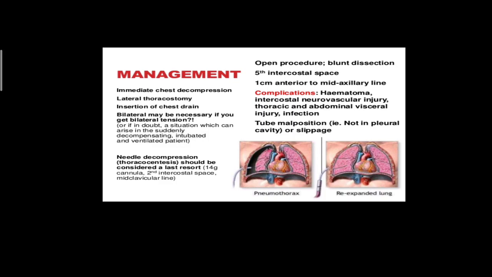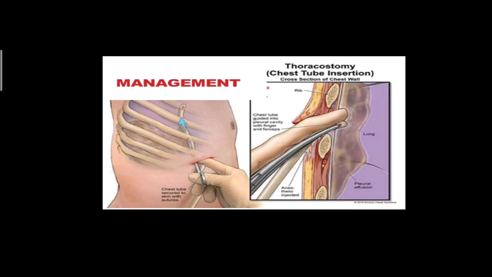Complications related to this condition are like hematoma, intercostal neurovascular injury, thoracic and abdominal visceral injury, infection, etc. Also tube malposition may be a complication of lateral thoracostomy. Like this we will perform the thoracostomy.